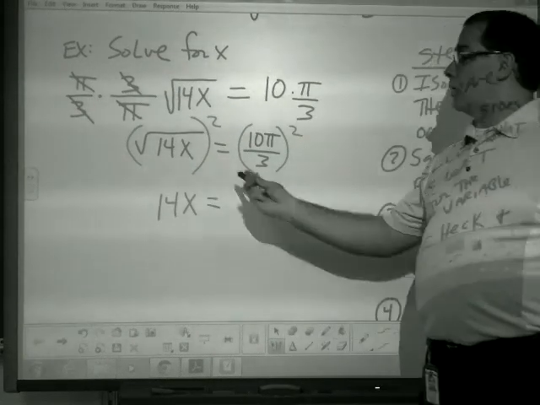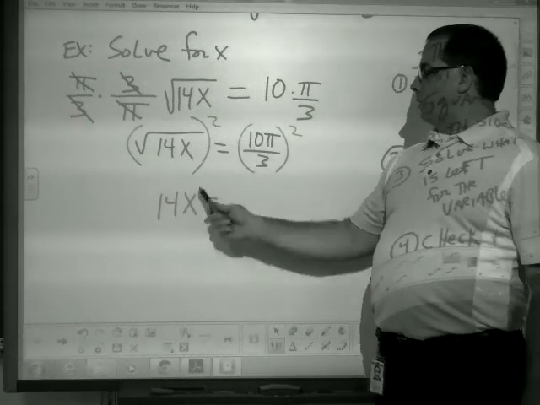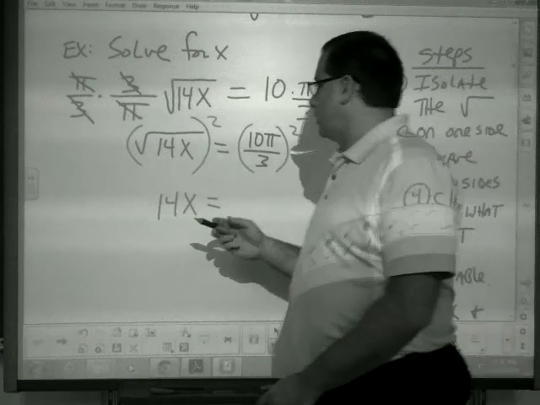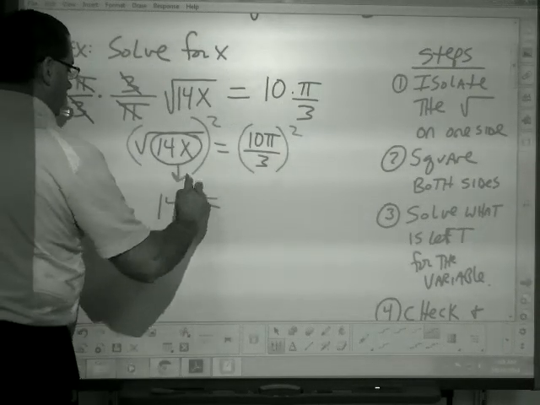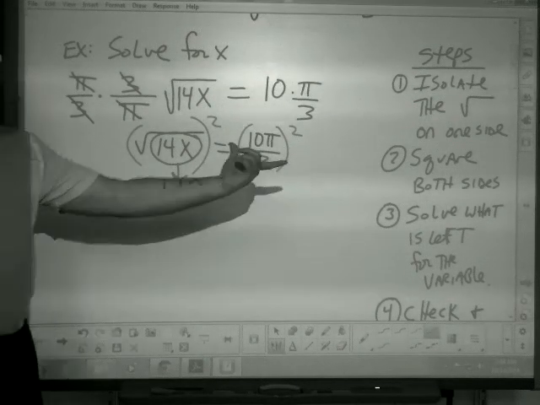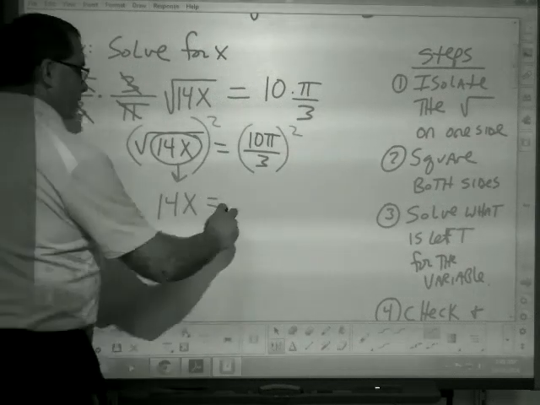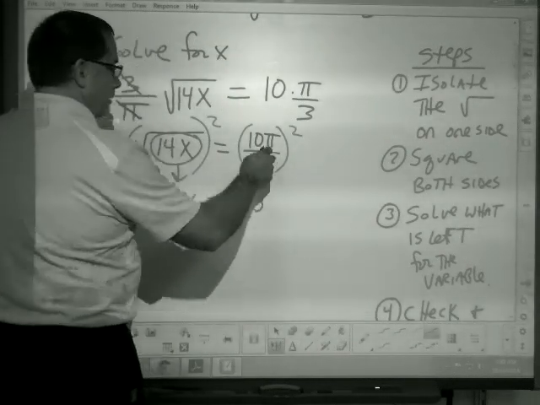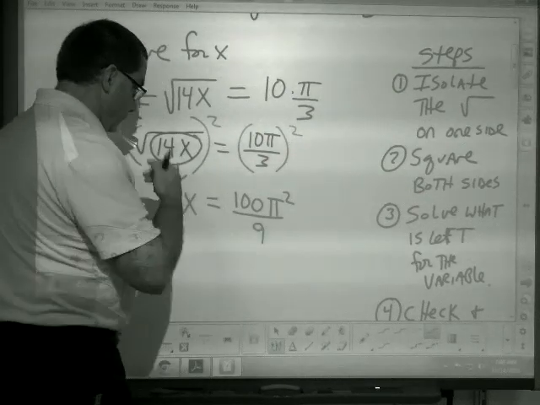It's really nice, no matter what this is, if it's under the square root and you square it, whatever this is just comes down right here. So you just rewrite without the square root symbol once you've squared it. This I have to square. So 10 squared is 100. Pi squared is pi squared over 9.